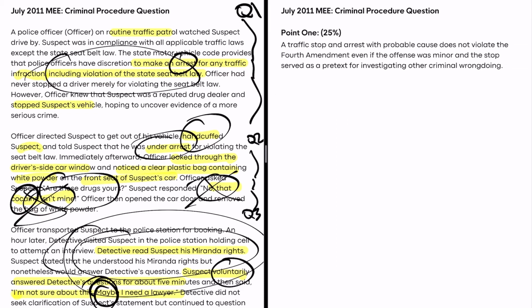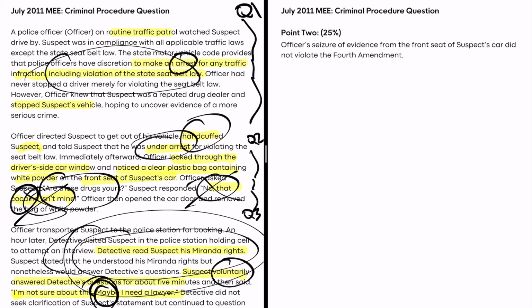That was question number one, or point number one, which was worth 25% of this essay, which takes us to point number two, which was also worth 25% of the essay. Here, the bar examiners were looking for examinees to conclude that the officer's seizure of evidence from the front seat of suspect's car did not violate the Fourth Amendment. This was basically just the application of the plain view doctrine.